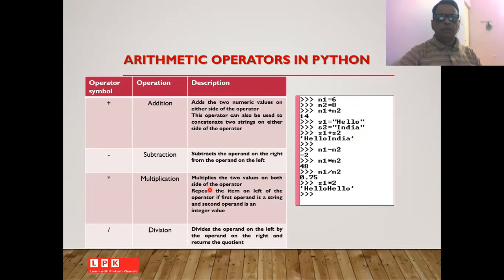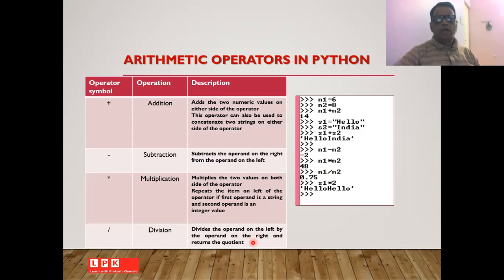The multiplication operation will multiply the two values on both sides of the operator. So when I perform n1 into n2, I will get the result 48. Sometimes it will repeat the item on the left hand side of the operator, if the first operand is a string and the second operand is an integer value. So for example, if I write s1 into 2, and if s1 is equal to hello, then I will get the result hello hello.